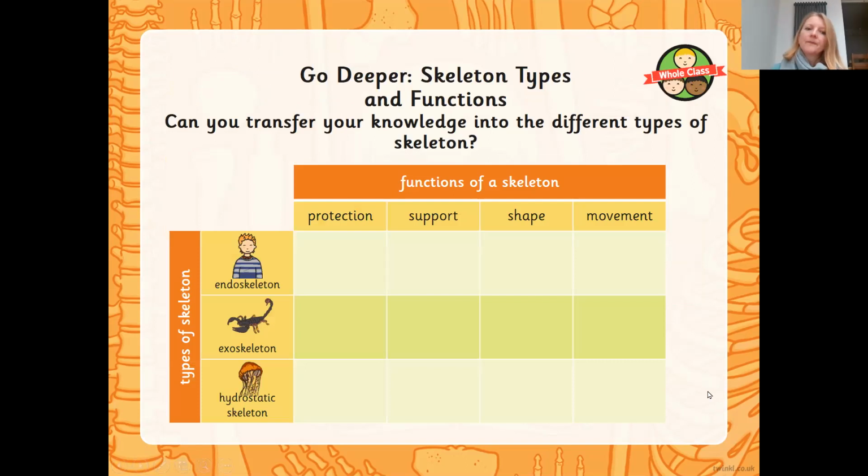Okay, and then finally, 2 weeks ago, we learnt about these different types of skeleton, the endoskeleton, like we have, the exoskeleton, that skeleton on the outside of the body, like crabs and lobsters, and then that hydrostatic skeleton, the ones like jellyfish and worms and slugs have. So here we've got our types of skeleton, and all skeletons have jobs to do. They all have a function, okay? So which ones do you think give the most protection, the most support, shape, and movement? Okay, so just have a think about it, because all skeletons need to do those jobs in some way.